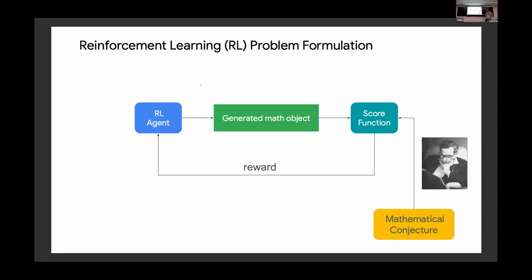We give this score function as the reward to the RL agent. The RL agent doesn't know anything about the math problem. It just wants to maximize the reward, and doesn't care what the score function is. So it keeps trying to improve and improve the reward. Hopefully at some point it will find a positive reward, which corresponds to a counterexample. So that's the overall setup.